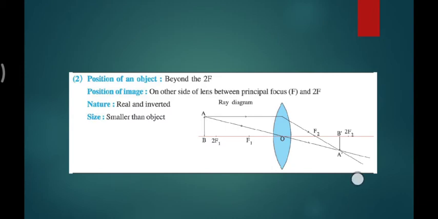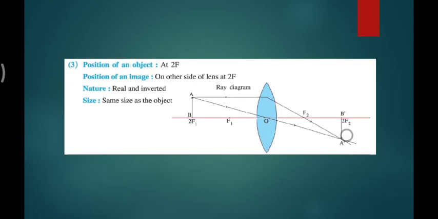Whenever the light meets, you draw your arrow, symbolized as A prime B prime. It is inverted. Now you come closer, to F2 or F1, whichever. If you take F1 on this side and F2 on this side, not a problem. Your object is here, and all the other steps you follow. The first ray is parallel, and it will be bent such that it passes through the F. You can extend up to this also.